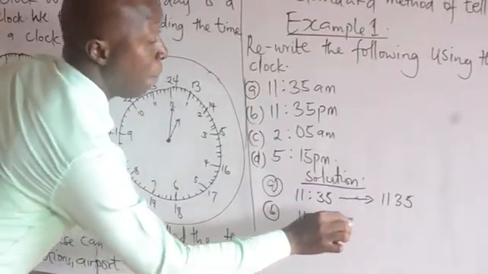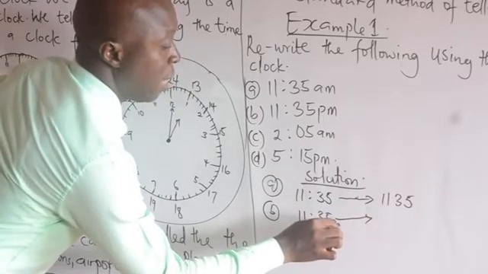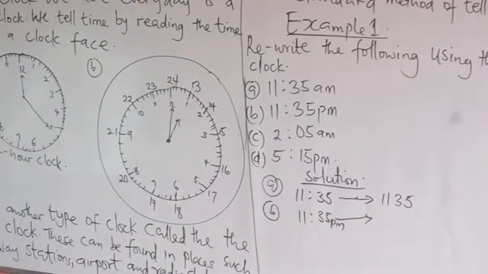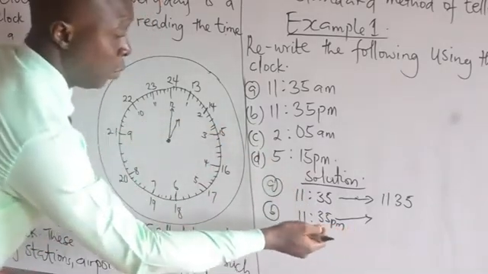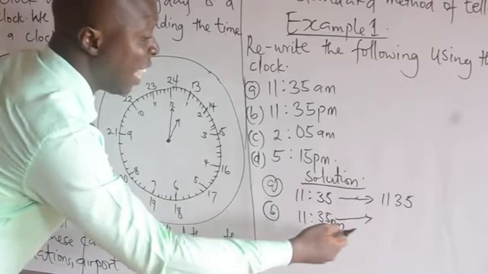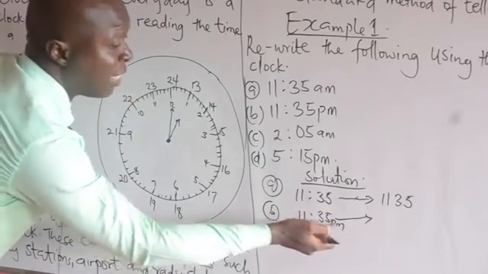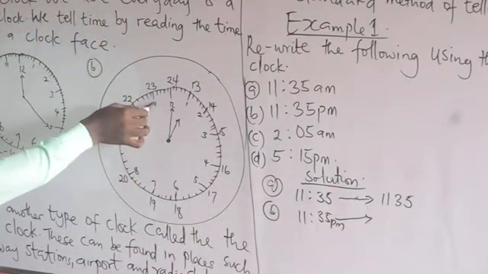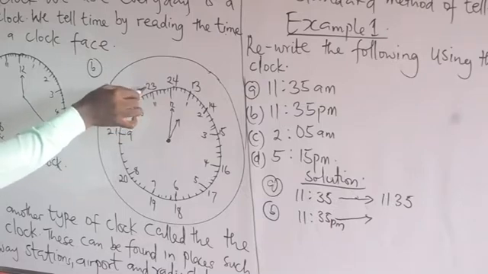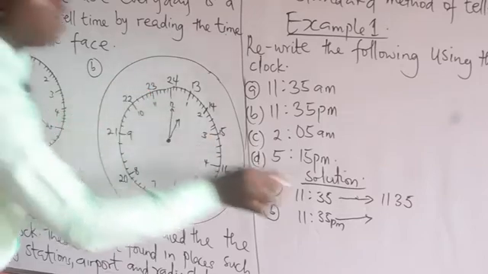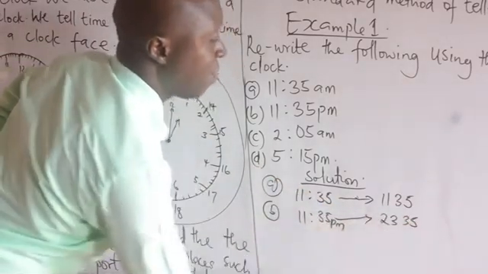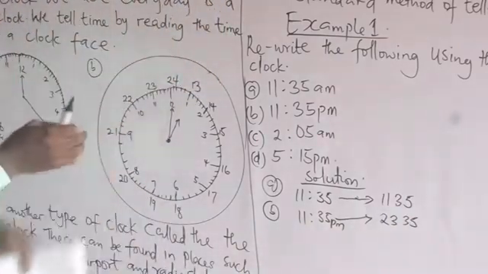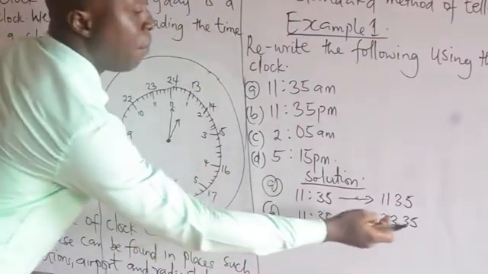The B part we have to write is 11:35 p.m., post meridian, that is, during afternoon time. Once we look at 11, 11 represents 23 in the 24-hour clock. So we have 23:35. So 11:35 p.m. can be written as 23:35.